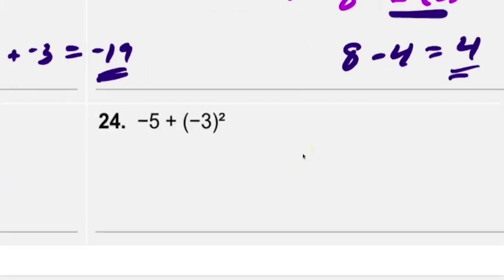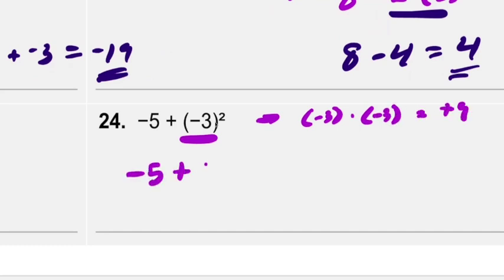Over here at this one, order of operations. Again, notice there's a parenthesis this time. So this is negative 3 times negative 3. 2 negatives make a positive, so positive 9. So I get negative 5 plus 9. They are different signs, so I subtract. 9 minus 5 is 4. And then you keep the sign of the bigger number, which is this guy. So 4.